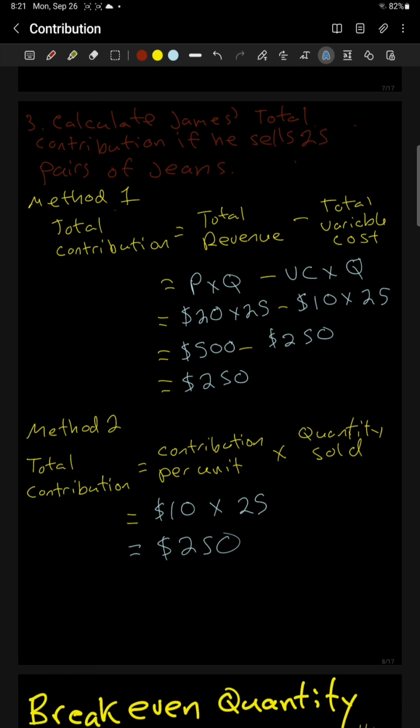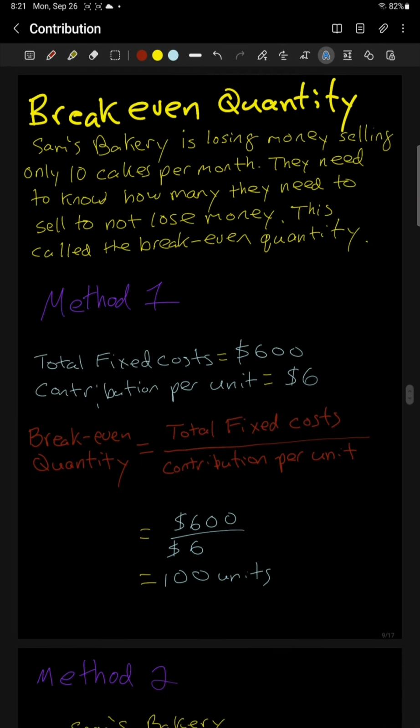Now, we go on to the next part. As we discovered with the bakery, selling 10 cakes just isn't going to do it. So let's read this. Sam's Bakery is losing money, selling only 10 cakes per month. They need to know how many they need to sell to not lose money. This is called the break-even quantity.